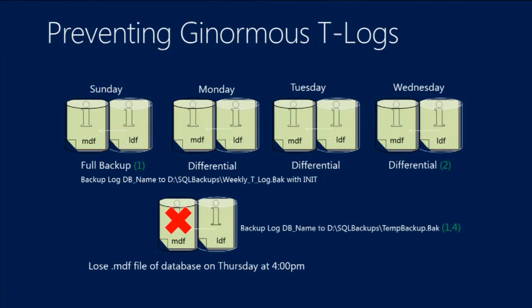Sunday night, I'm going to do a full backup on my database. We're just going to pick one content database. Monday night, I'm going to do a differential. A differential backup means it's all the changes from Monday. Another word for differential is cumulative. Tuesday night's differential is going to contain all the changes from Monday and all the changes from Tuesday. Wednesday night's differential, all the changes from Monday, Tuesday, and Wednesday.